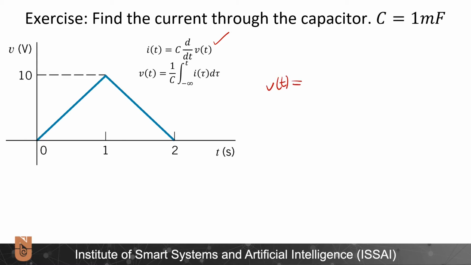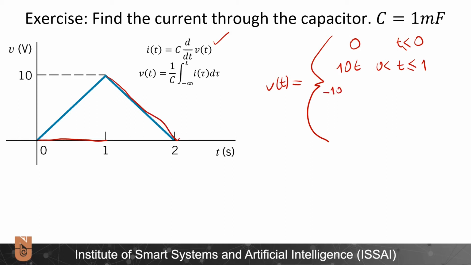V of t will be equal to, let's write this. First, it will be 0 when t is less than or equal to 0. Then it will be equal to 10 times t for this region, and this will be t is greater than 0 but less than or equal to 1. Then we need to look at this region. Here it will be minus 10t plus the intercept 20, and this will be for t is greater than 1 and less than or equal to 2. And lastly, for t is greater than 2, I have 0.